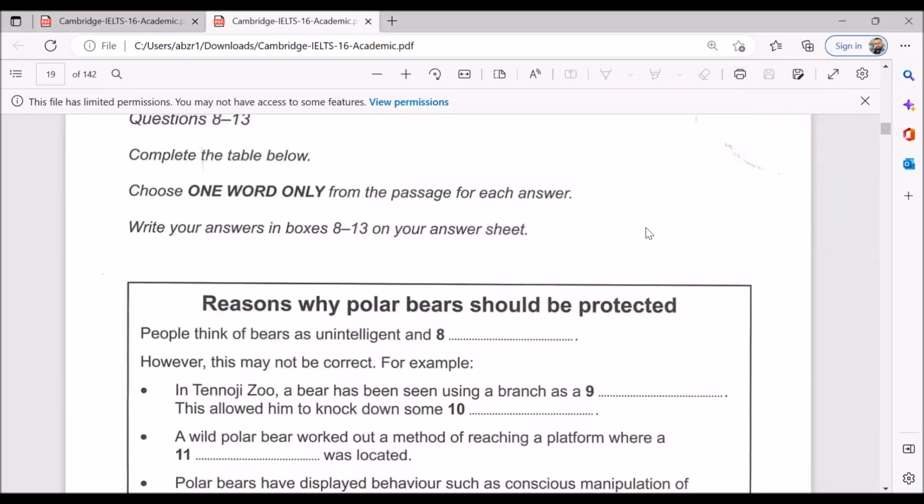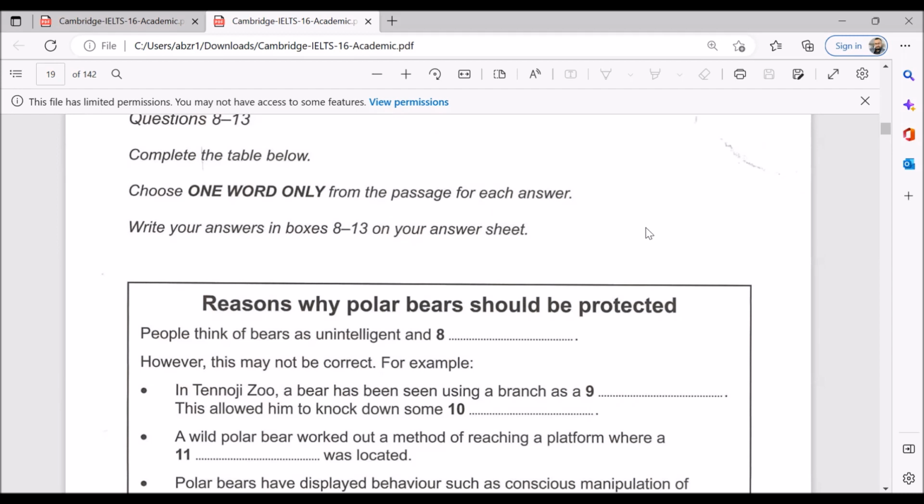Now, before we move on toward answering these questions from 8 to 13, let me tell you the way and the skills required in order to solve these types of questions. Number one thing, let's read out the question. Complete the table below. Now, this is of course different. You don't have to give true, false, or not given. Over here, you just have to give one specific word which is most appropriate for this question.